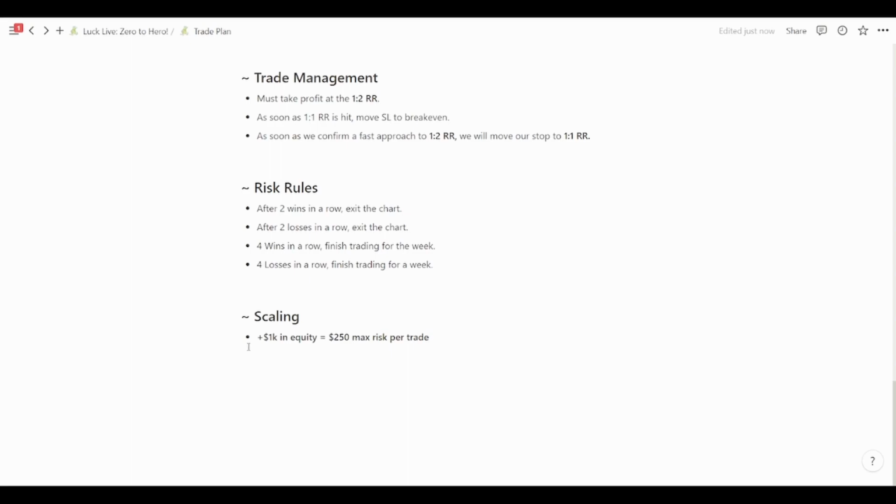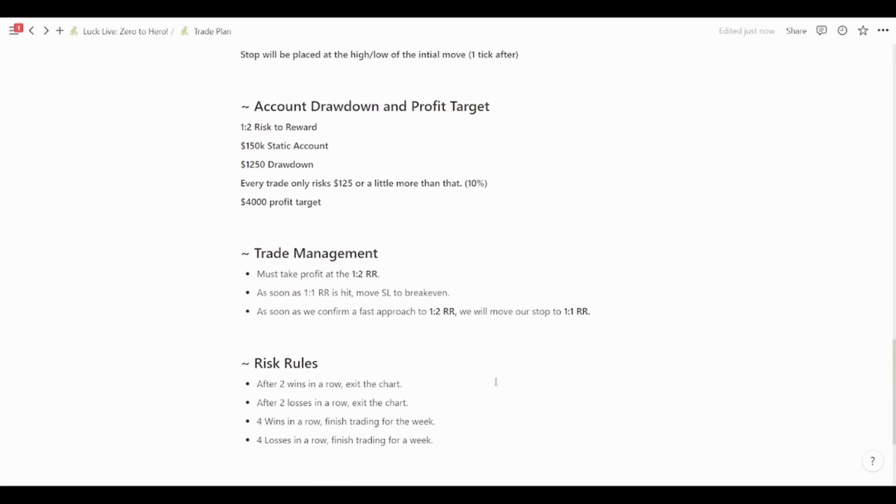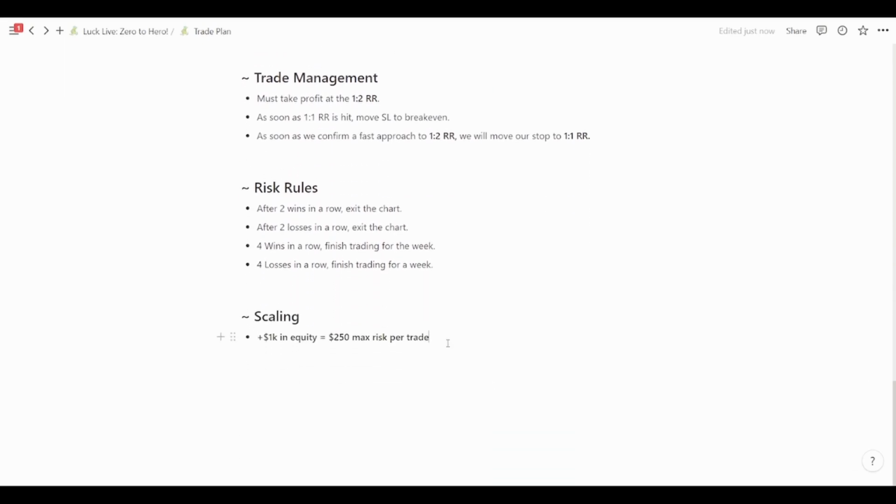I could do another scaling, so add on risk, like maybe $500 max risk per trade after 2K in equity. But I'd rather just not do that. You want to play it safe with these, because if I do $500 per trade, it means I only have 4.5 trades to lose to actually lose the account. That makes it a lot tighter. It gives you a lot less breathing room.